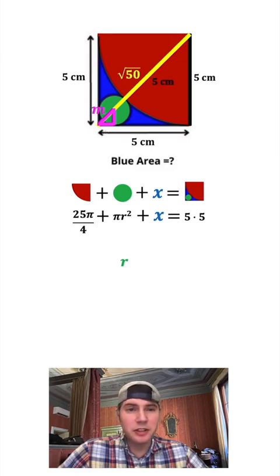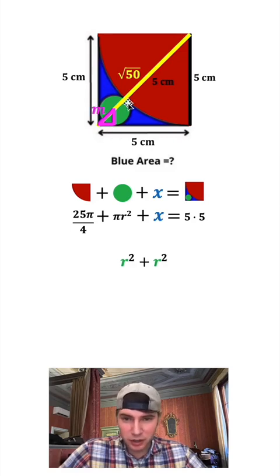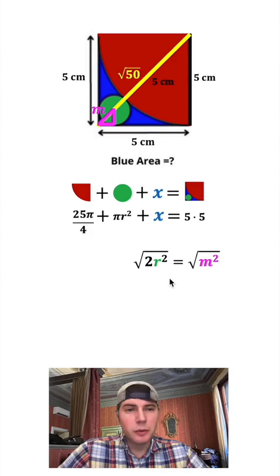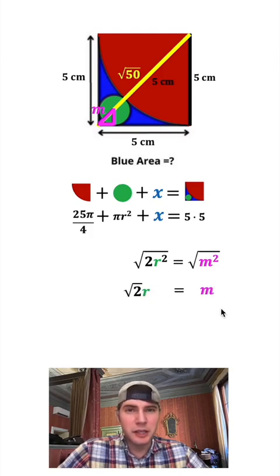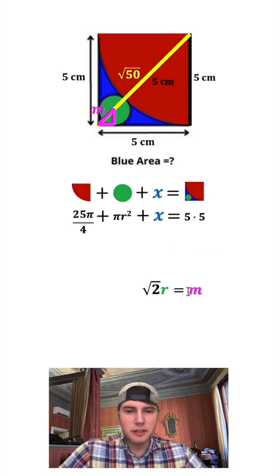So we have another Pythagorean theorem going on here. It's going to be r squared plus r squared equals m squared. R squared plus r squared is equal to 2r squared. If we take the square root of both sides, we can split this up into root 2 times root r squared, and root r squared is equal to r, and the right hand side is going to be equal to pink m. Let's smush everything together, get rid of this, and drag this up.